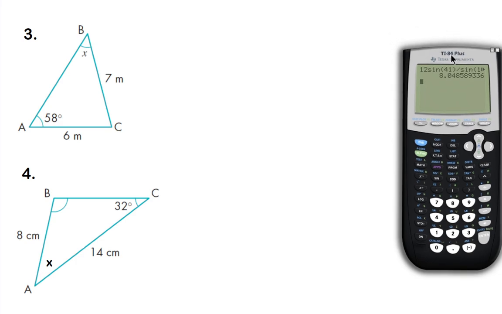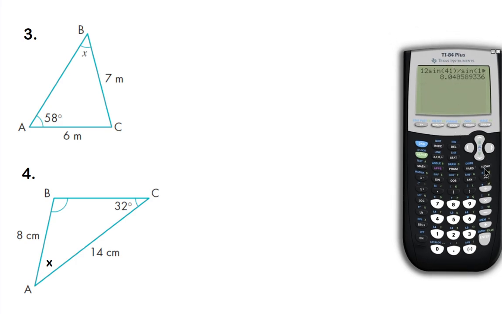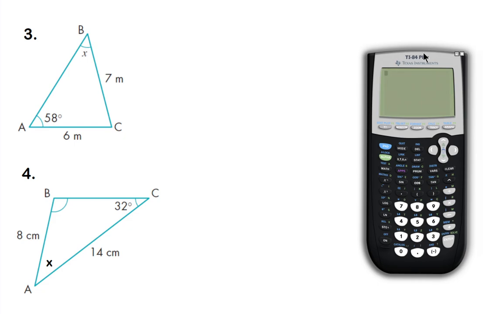Okay, let's look at this next question. So what we want to ask ourselves is, can we use the sine rule? Do we know an angle and an opposite length? Yes, we do, because we know these ones. So that's fine. And it's nicely set up for us because we have the pairs, opposite each other, with one thing missing. So it's definitely sine rule.